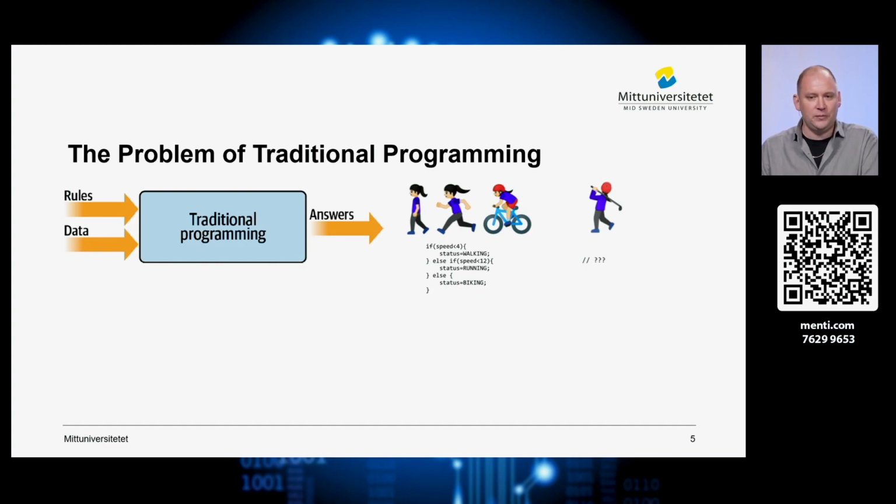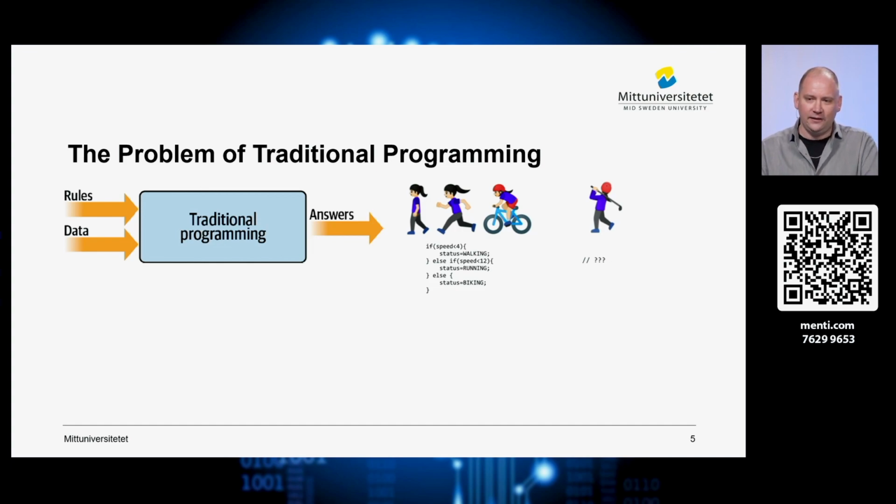So we have to specify, like, if this character has a certain speed, if the speed is less than 4, then maybe it's walking. If it's less than 12 but higher than 4, then it's running. And if it's more than 12, it is biking or bicycling or something like that. But this type of programming becomes very much like an expert system. We have to tell the computer what the rules are, what the thresholds are.